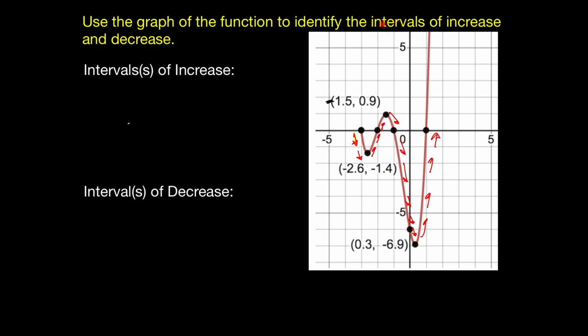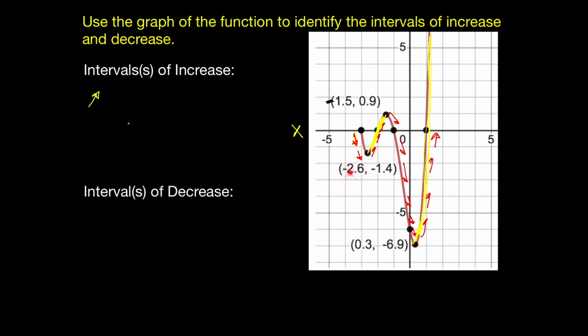Now, if I want to get my intervals of increase, I have to get all of the possible x values, or all of the x values in which my graph is going up. And that occurs in two locations. The first one is going to be right here on the left, and then the second one is going to be right here on the right. Let's go ahead and graph those intervals.